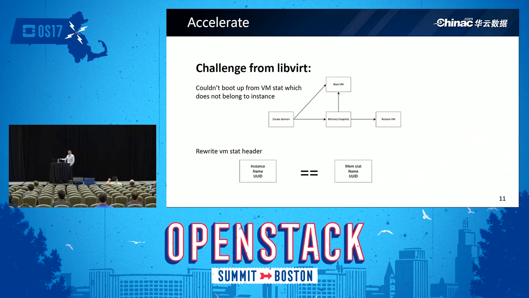Here we just see the process. When Nova calls libvirt's API called create domain, if it does not find the VM state, it goes to the normal boot VM. But if it finds one, it will check the VM state's UUID and name to ensure it belongs to itself. If it is correct, it restores the VM, just migrating from file. So it's very fast. If it fails, it will fall back to boot VM. So what do we do to let libvirt recognize the VM state file? We rewrite the VM state header.